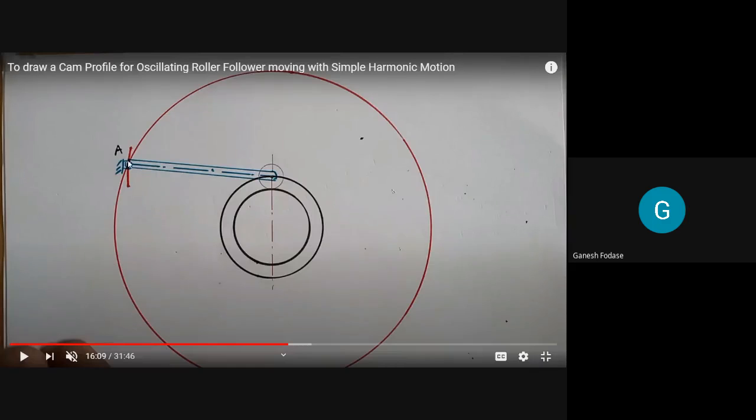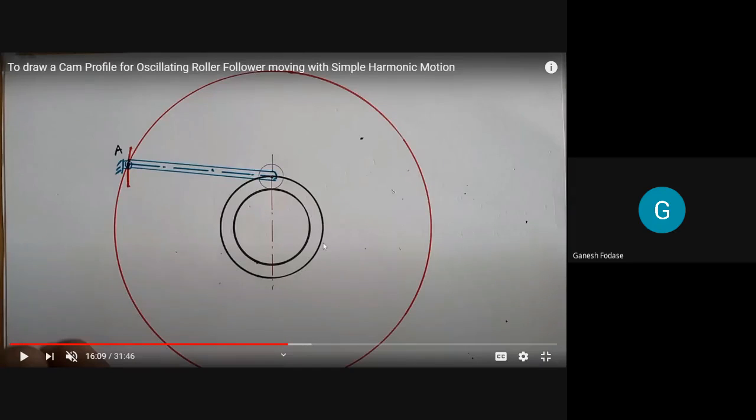Fulcrum center means the point about which the follower will oscillate. The distance between fulcrum center and cam center is 8.4. I repeat. The distance between the fulcrum center about which the follower oscillates and cam center is 8.4. Clear? Okay. So the distance between cam center and fulcrum center is 8.4. The distance between fulcrum center and roller center, the follower arm, is 7.6.